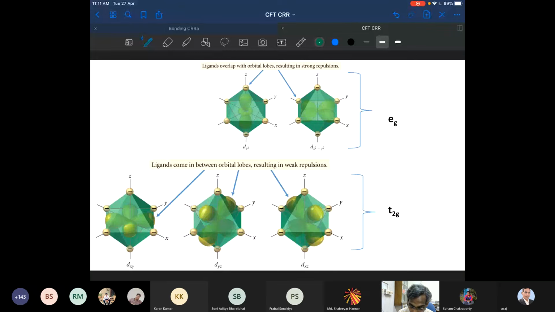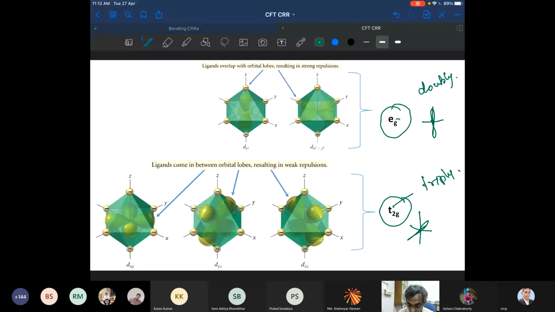Now I classified this as the EG orbital and the T2G orbital. The T2G orbitals lie in between the axes, but the EG orbitals are along the axis. How do I say that? E is doubly degenerate, and T corresponds to triply degenerate. Now what is meant by G here? That again goes back to our symmetry. That is gerade, which we have seen earlier.